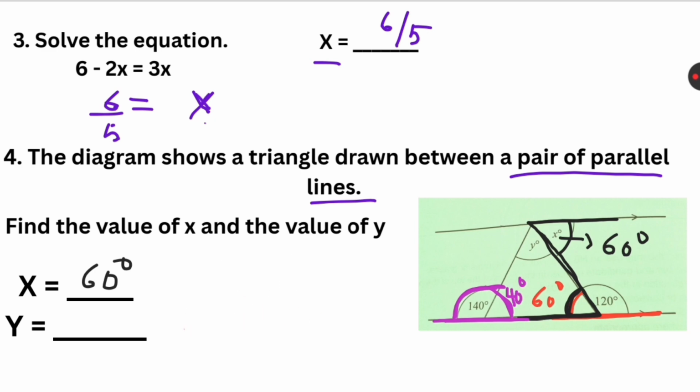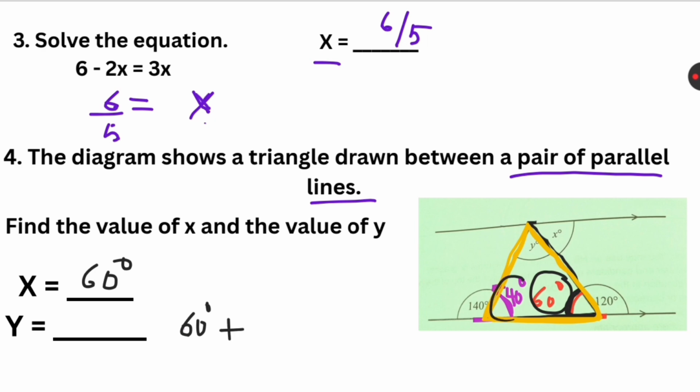Now we need to find the y angle. Observe here, we have a triangle, isn't it? In a triangle, the sum of the three angles is 180 degrees. So let's take the three angles. One is 60 degrees, the second one is 40 degrees, and the third one is y degrees. The sum of the three angles is 180 degrees, isn't it?